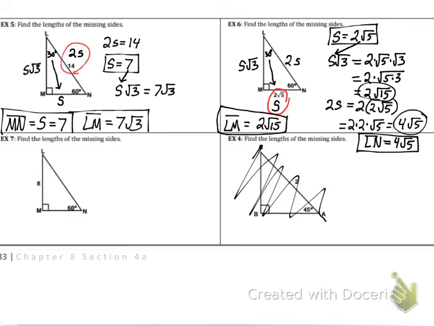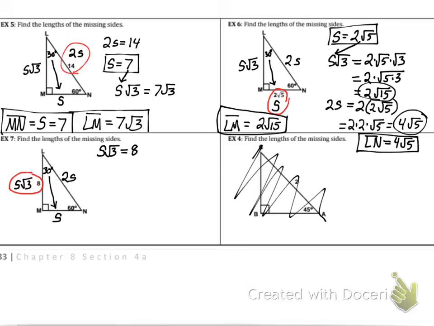Our last one says find the lengths of the missing sides. So once again, I look at my 60 degree angle. I know I have 30 degrees up here. The side opposite is going to be S. My hypotenuse is going to be 2S. And the long side is going to be S square root of 3. Once again, I'm going to pick that side that already has a number by it, that guy right there, and I'm going to set it equal.